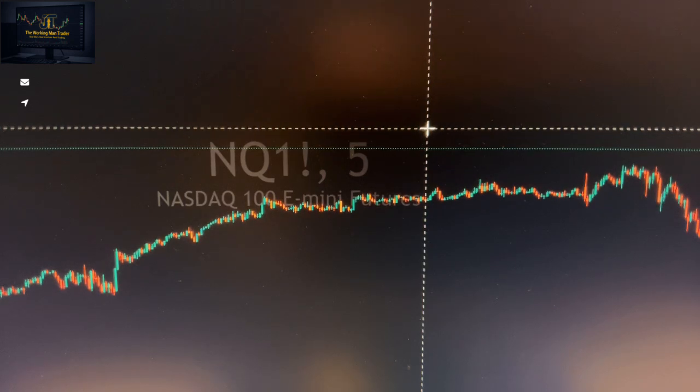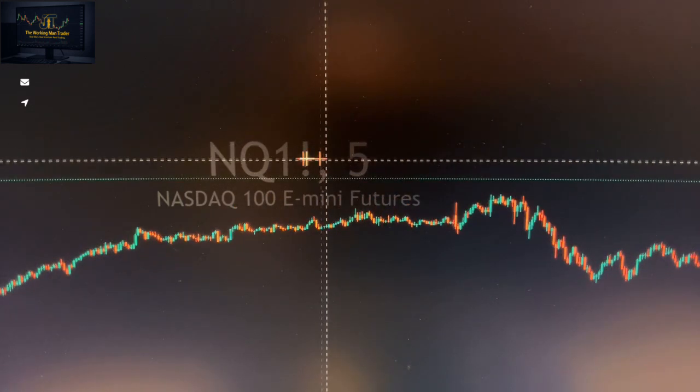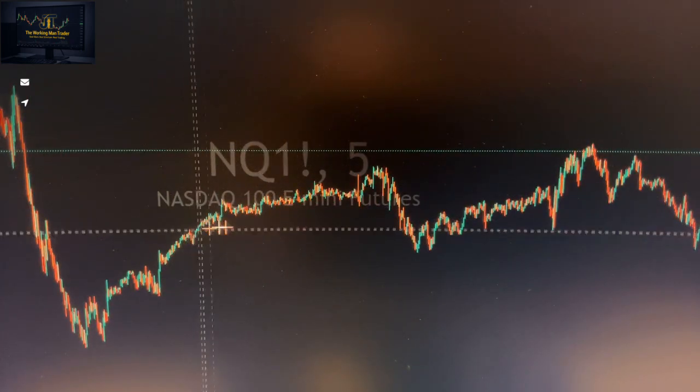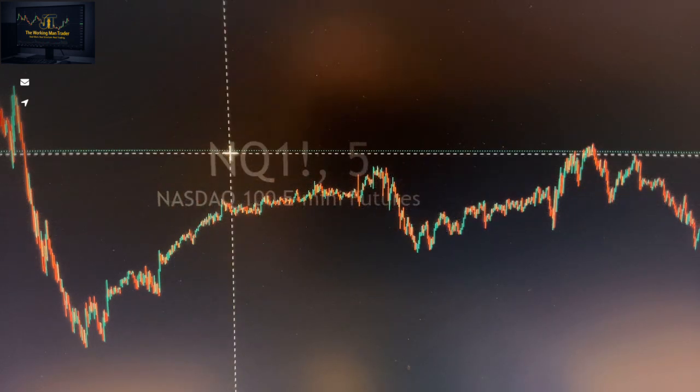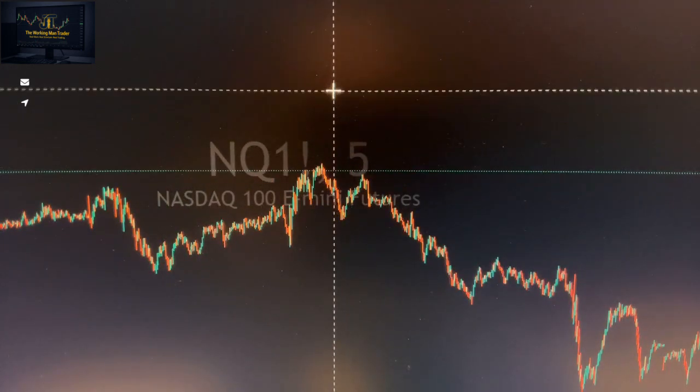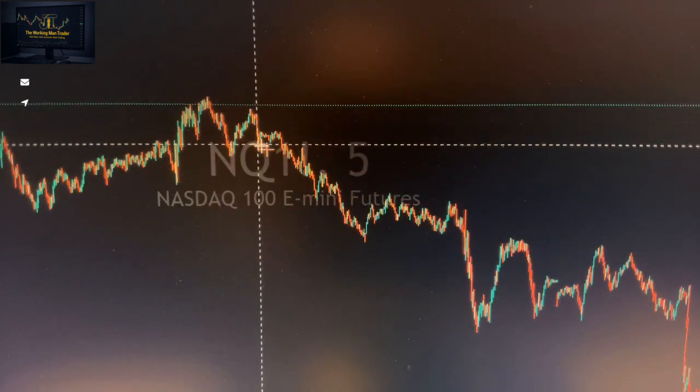If liquidity hasn't been taken, the move isn't ready. And this is why so many traders get trapped, just like we see here. The sweep is the setup. And the move comes afterwards.